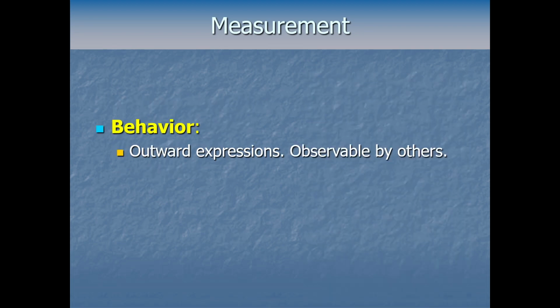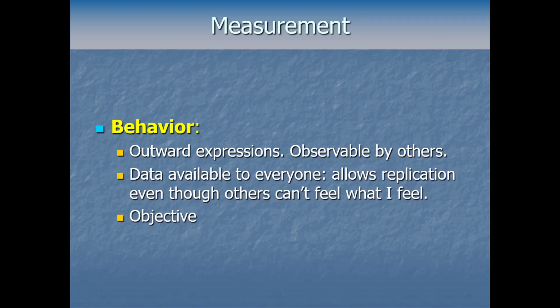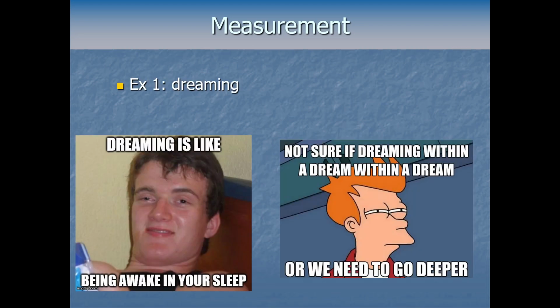Now, on the other hand, behavior is something we can directly observe as scientists. Behavior meaning outward expressions, what someone does, how they react, things that are observable by other people. That can serve as data that's available to everyone, to other scientists, that allows replication of whatever I study. Even though others can't feel what I feel, we can all observe the same behavior. We can test things out in a way that's more objective.